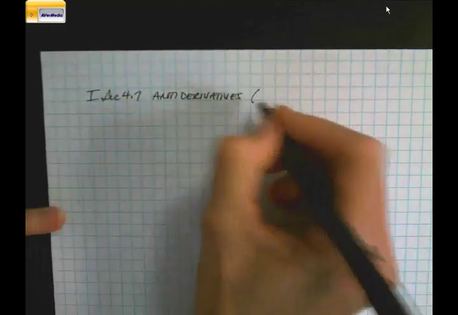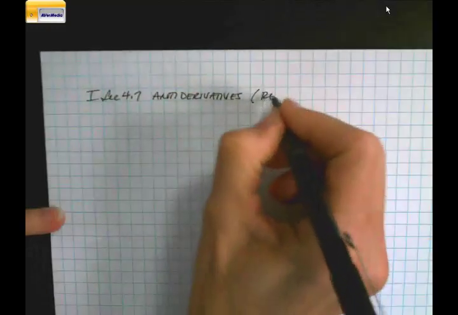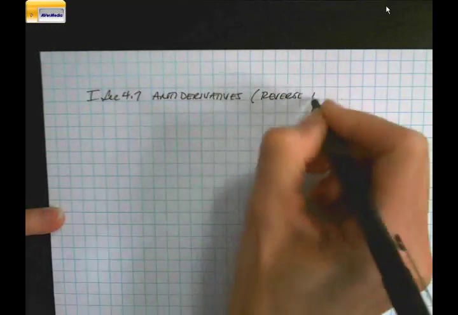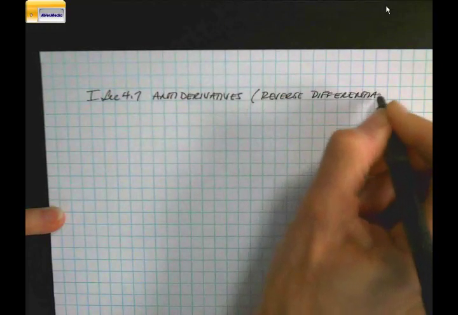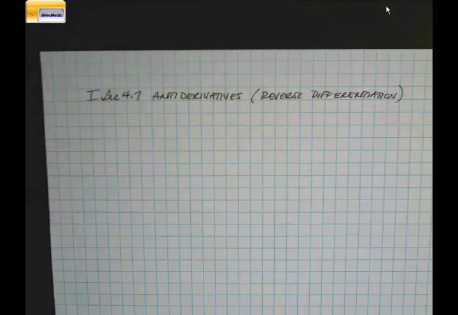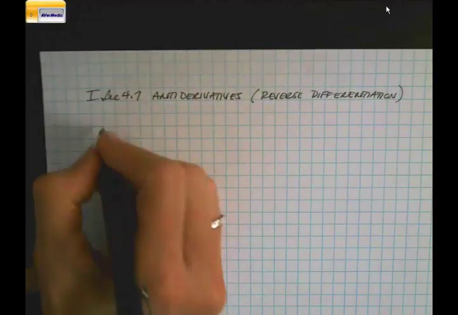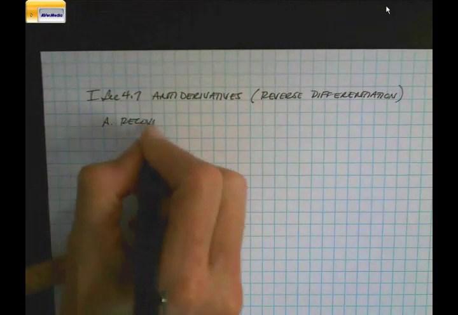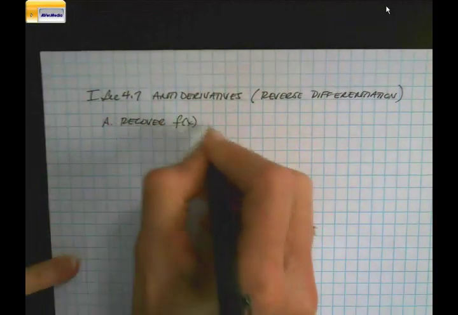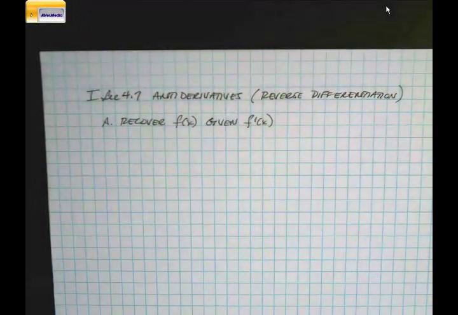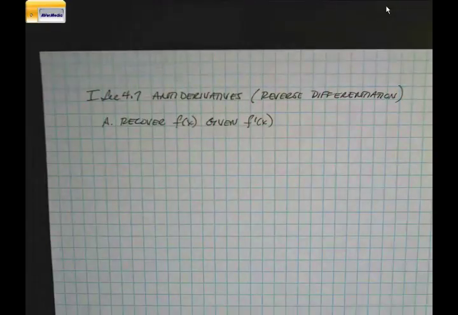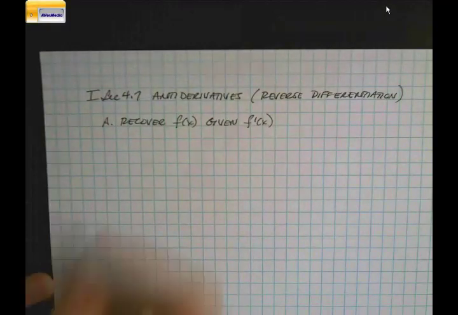Okay, antiderivatives, which is really, and this is Ms. Zachary's words, reverse differentiation. We're kind of reversing. We're putting it in reverse now, going backwards. So really the way we talk about this is how to recover f of x given f prime of x. If someone gave you the first derivative of a function, how would we back it up to come up with what was the original function? That's what we're doing. We're recovering the original function.